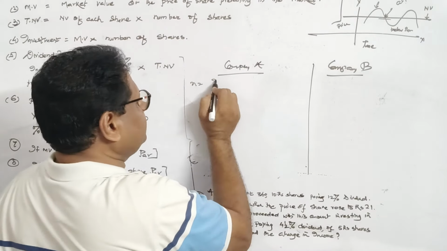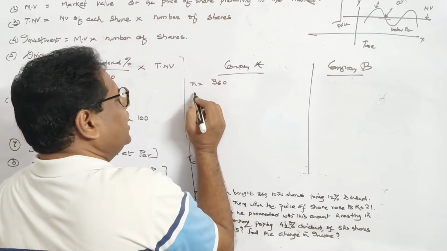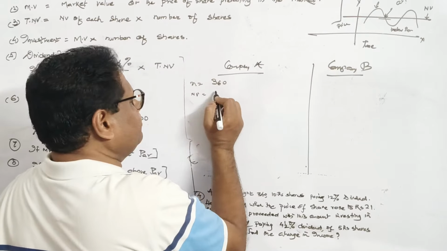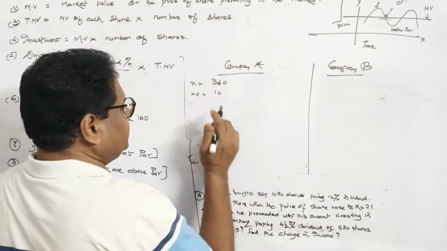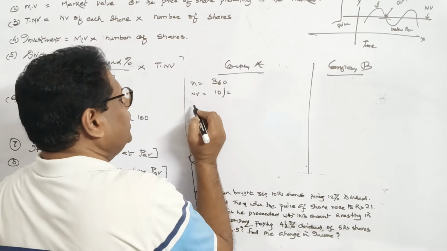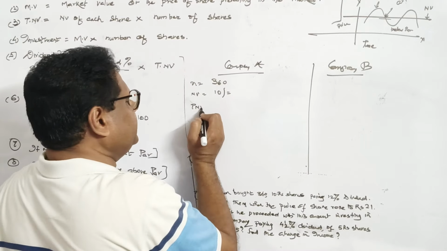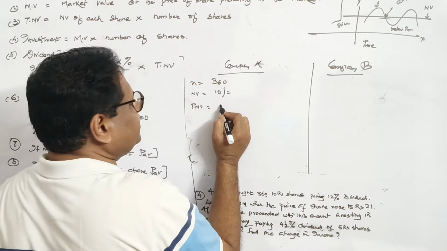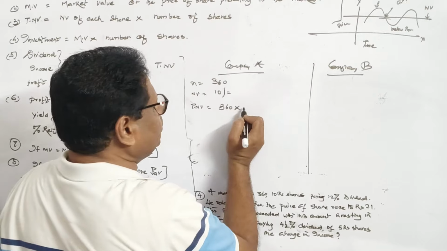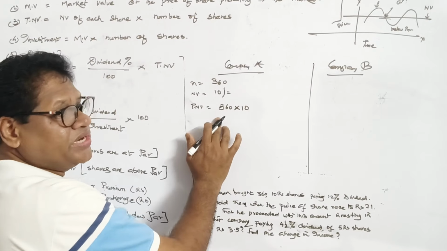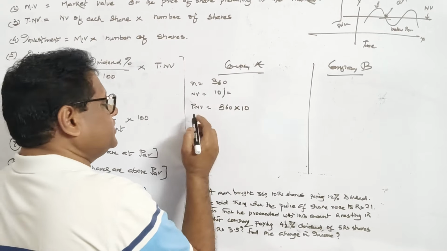Here the number of shares is 360, and the nominal value of each share is given as 10 rupees. You can find the TNV, that is the total nominal value, by multiplying the number of shares by the nominal value. Since this figure is not asked, don't waste your time calculating this.